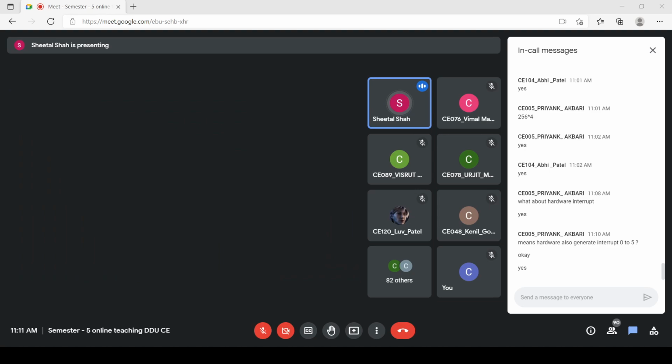Is this thing clear now? As we have discussed, similarly we can write our own interrupt service routine for different devices, and the addresses of those ISRs can be stored in this part of the interrupt vector table. Hope everyone is clear. Fine.